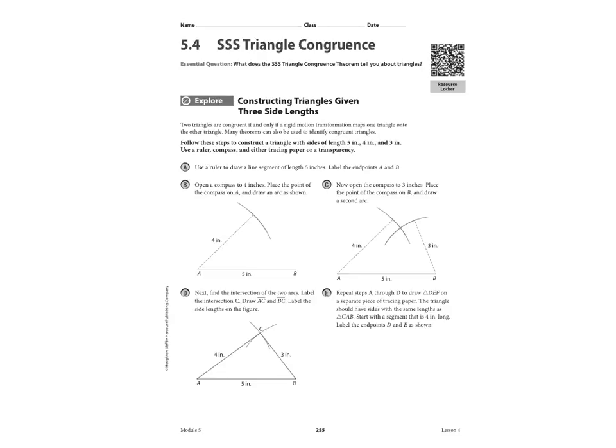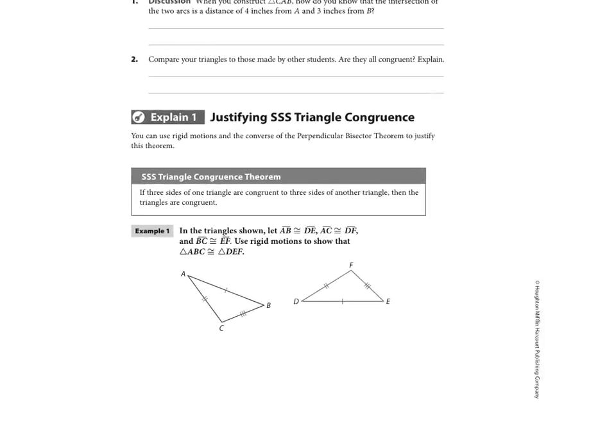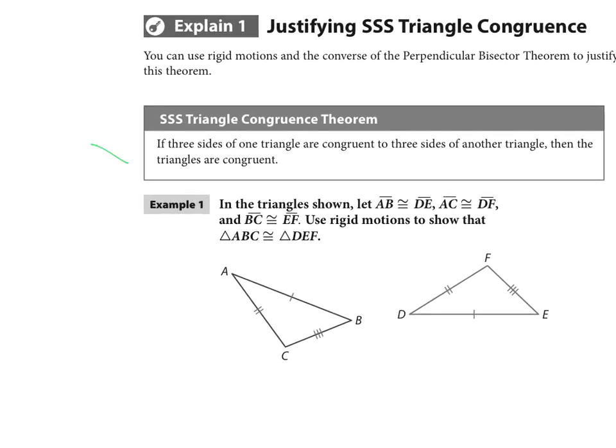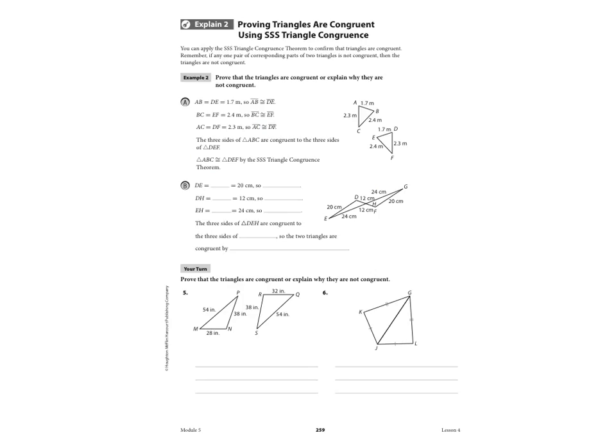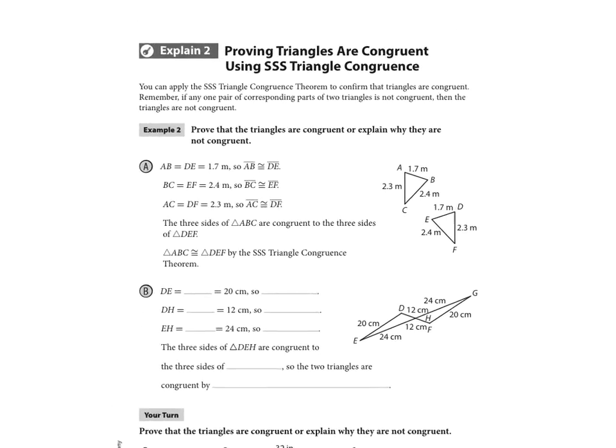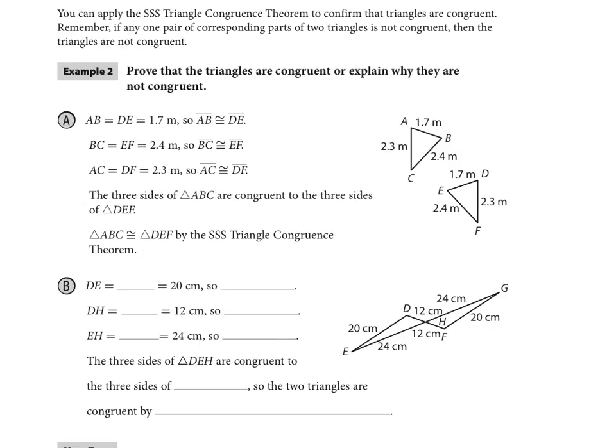So 5-4 is on page 255, and now we're going to do side, side, side. So turn to page 256, and here is the theorem. If 3 sides of a triangle are congruent to 3 sides of another triangle, then the triangles are congruent. And if you then turn to page 259, we will look here at these examples and see how this works.